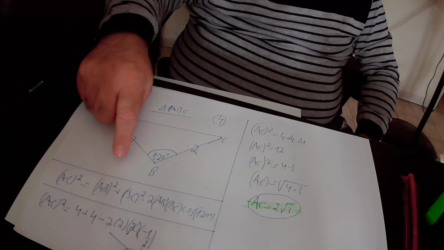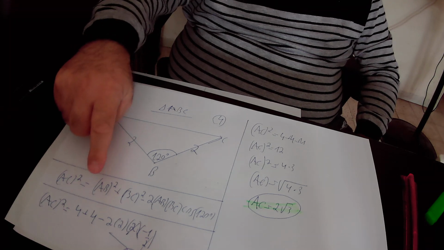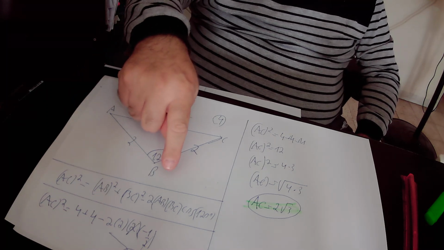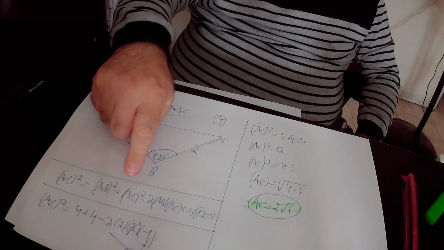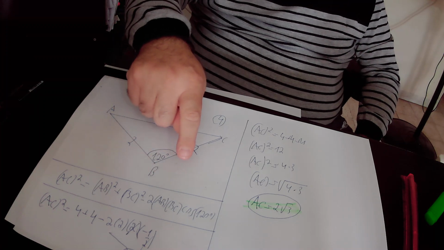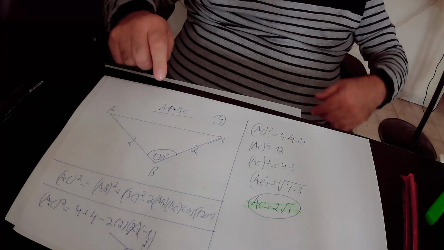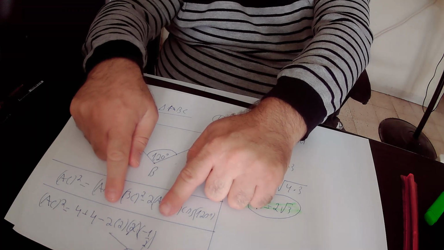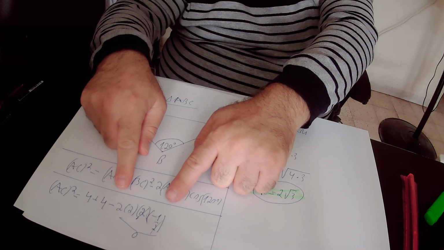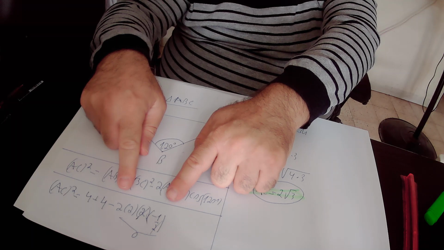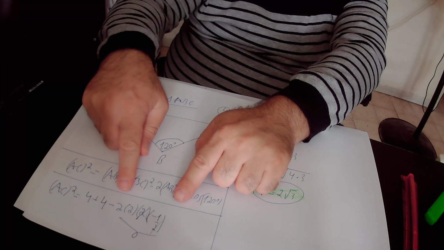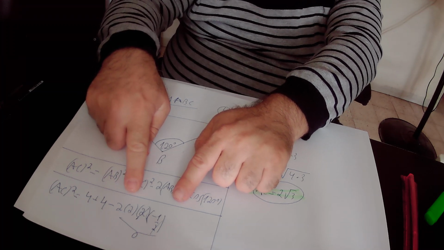So AC square equals AB square. AB equals 2, therefore AB square is 2 squared, that is 4. Plus BC square. BC is 2, therefore BC square is 2 squared, that is 4. Minus 2 times AB is 2, and BC is also 2. So it is minus 2 times 2 times 2. And cosine 120 degrees is minus 1 half. So we substitute cosine 120 degrees by minus 1 half. In this expression we have minus 2 times minus, and minus times minus is plus. So in total, this number will be a positive number. What we have here is 2 times 2, that is 4, and 2 over 2 is 1.